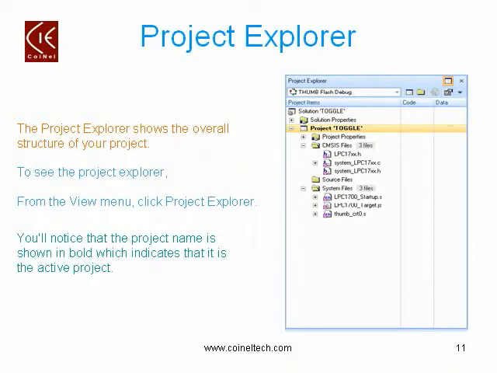The Project Explorer shows the overall structure of your project. To see the Project Explorer, go over to the View menu and then click on the Project Explorer option. You will notice in this Project Explorer window that the project name is shown in bold, which indicates that it is the active project.